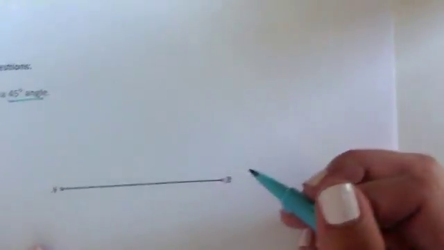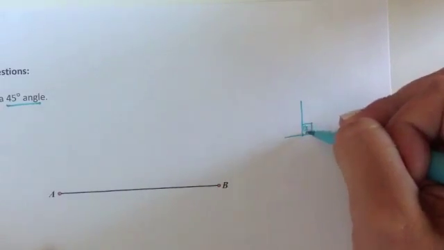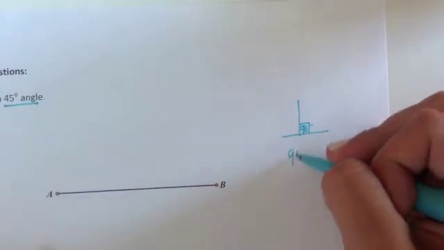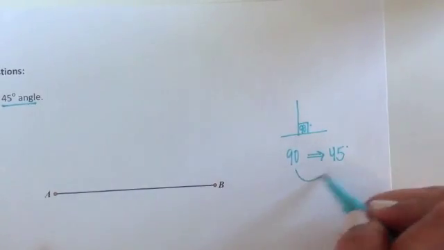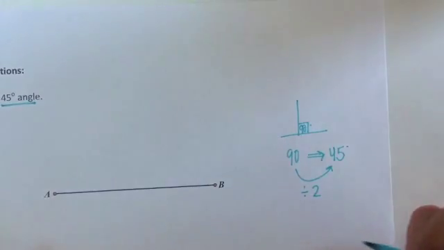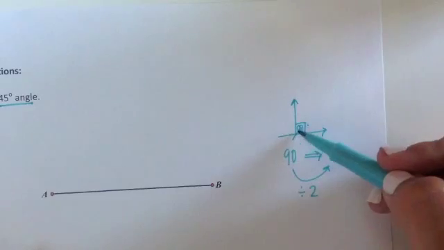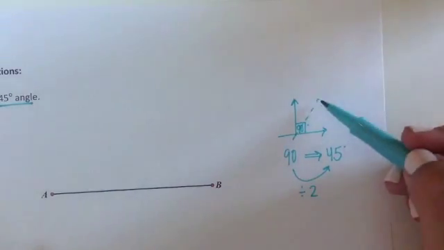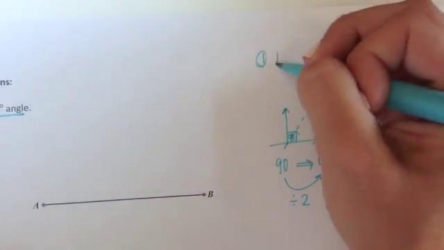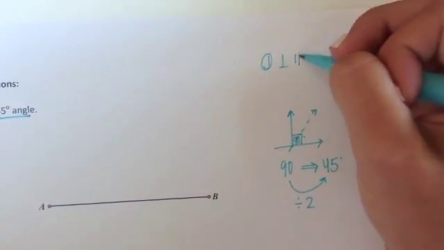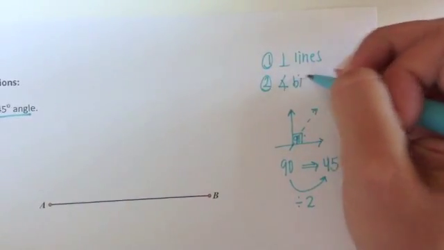So we've learned about these things called perpendicular lines, and we know that perpendicular lines create 90-degree angles. So what's the relationship between 90 and 45? Well, in order to go from 90 to 45, all you need to do is divide by 2. And we now know a construction to cut an angle in half. Remember that construction is called an angle bisector. So my first step is to construct perpendicular lines. My second step is to construct the angle bisector.